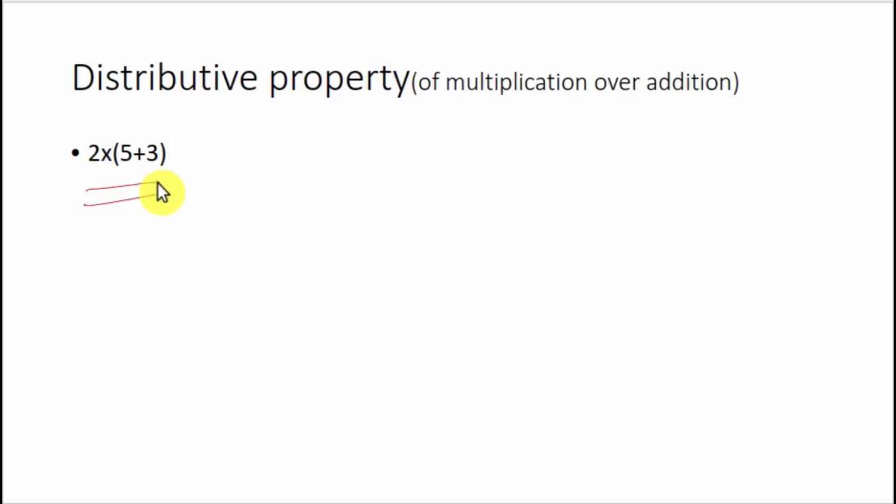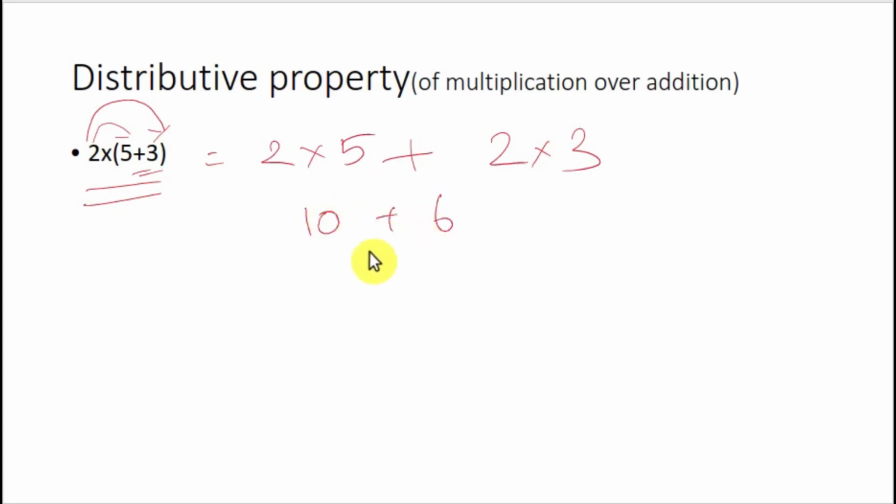Here, 2 into (5 plus 3). Here we have to distribute. This 2 is distributed to this number, and 2 is distributed to this number. So how do we write it? 2 into 5, plus 2 into 3. I am distributing this 2 to here also. So 10 plus 6.